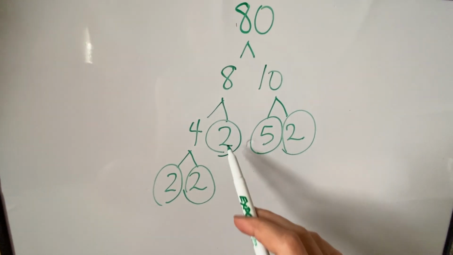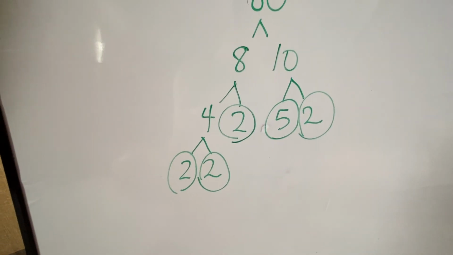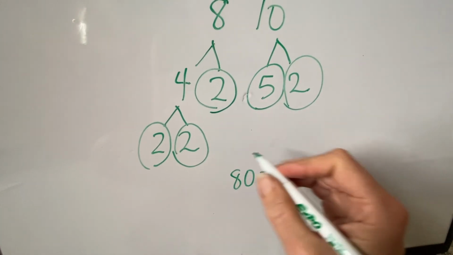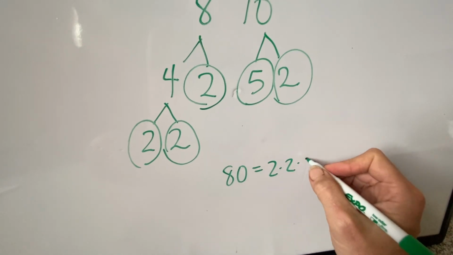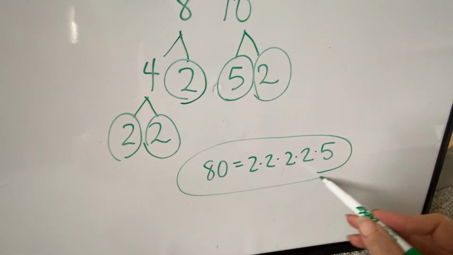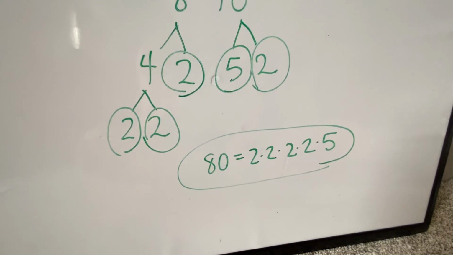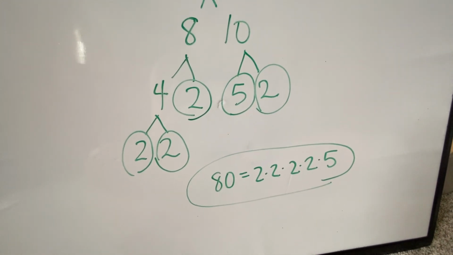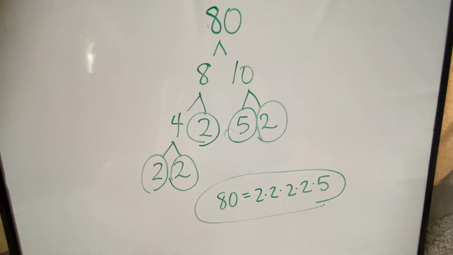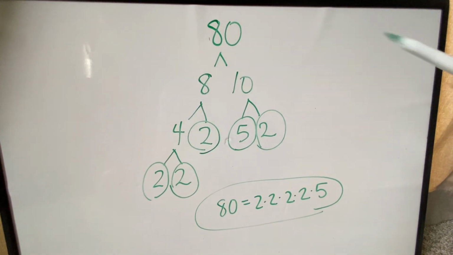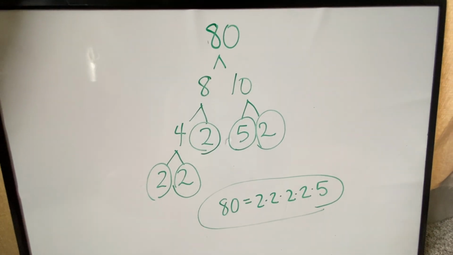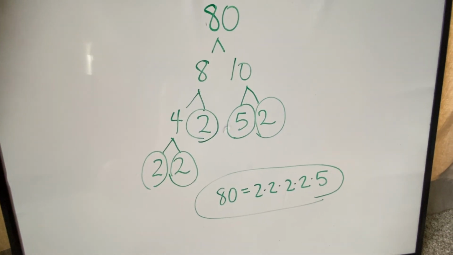So we have a 2, a 2, a 2, a 5, and a 2. We are going to write that down as this. 80 equals 1, 2, 3, 4, four 2's, and one 5 is thrown in there. So this is what they're looking for, this answer: 2 times 2 times 2 times 2 times 5. That is the product of the prime factors for 80. You can do this for any number that you want. You just start at the top, find two numbers that when multiplied equal that top number, and then you keep breaking it down into branches until you've got only prime numbers left.